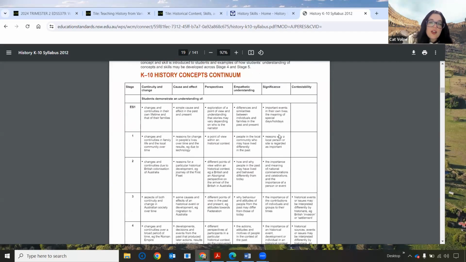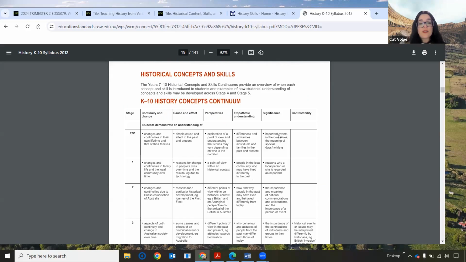And if we look at the concepts too, we talked about how some of these are interlinked as well. Continuity and change and cause and effect are usually not identified as very difficult concepts to understand because they are quite linear. They're less abstract than the others, so they're often identified as less difficult to teach students. But these ones here, significance, contestability, empathetic understanding and perspectives, not an easy feat for our young students.